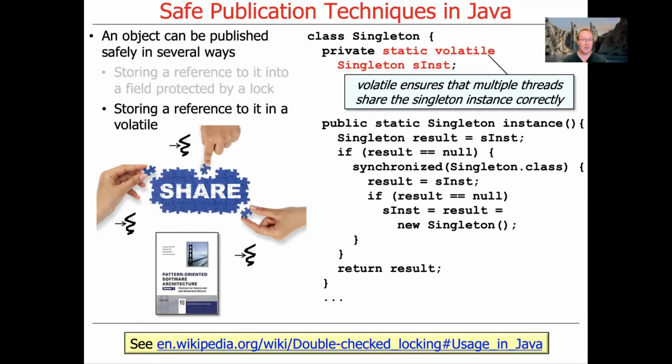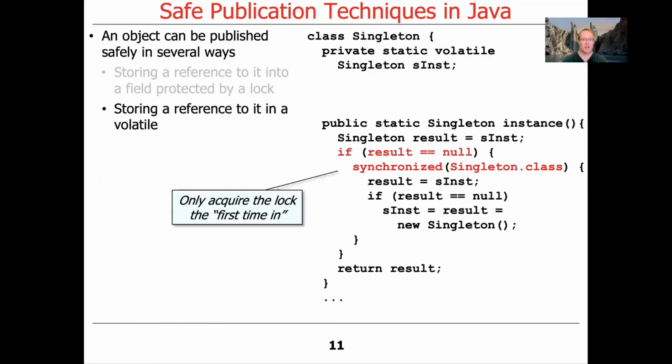And then by putting that type qualifier on the field, it would ensure that multiple threads would share the singleton instance correctly if you followed the appropriate usage pattern in Java. And here's what it looks like.